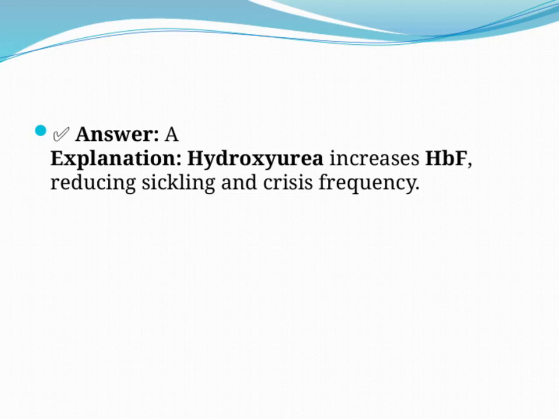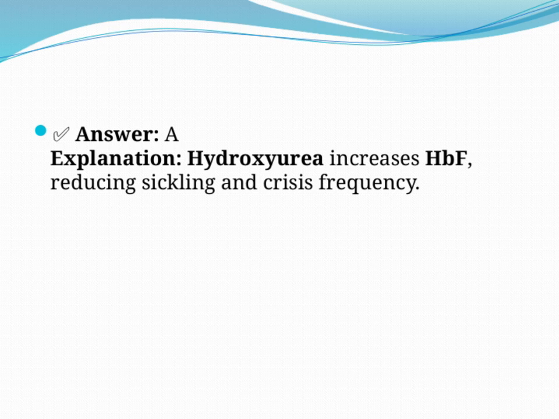Answer A. So, the correct answer here is option A. Now, let me explain why. Hydroxyurea is a medication that works by increasing the production of fetal hemoglobin, or HbF. And this increase in HbF is really important because it helps reduce the sickling of red blood cells.